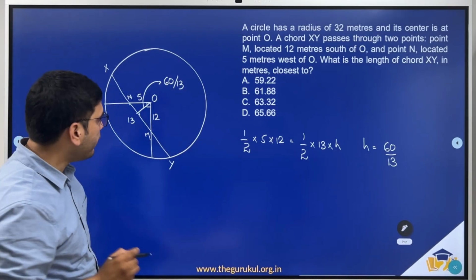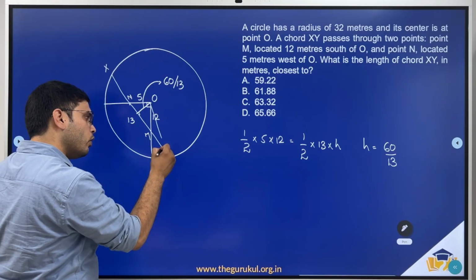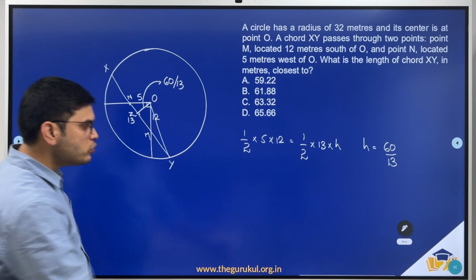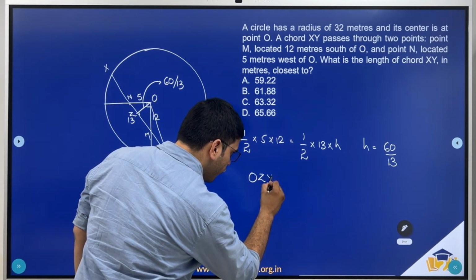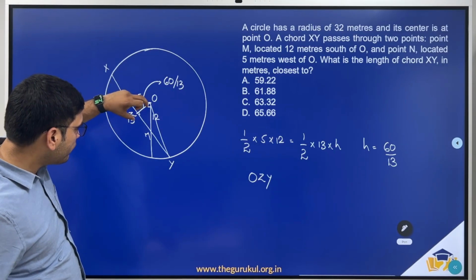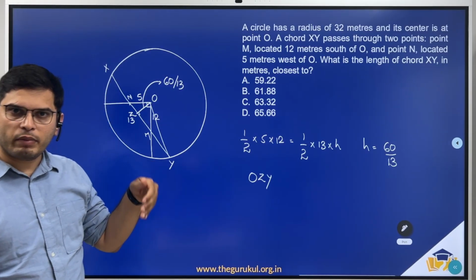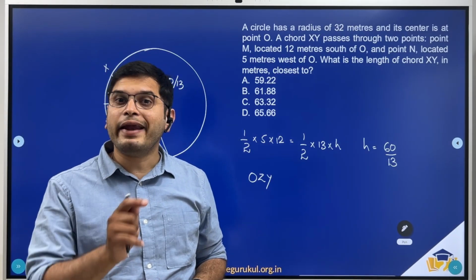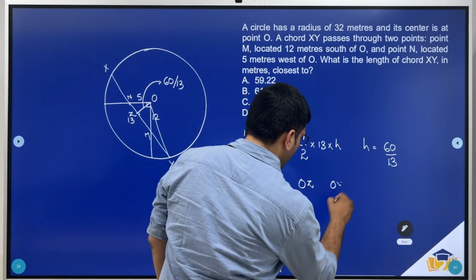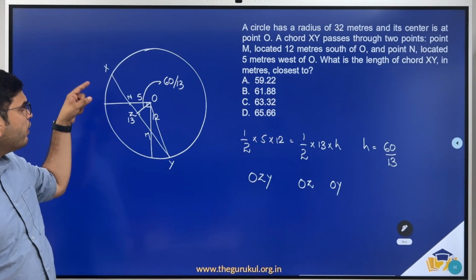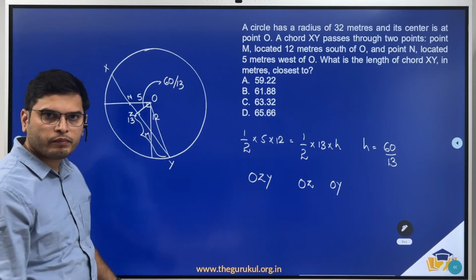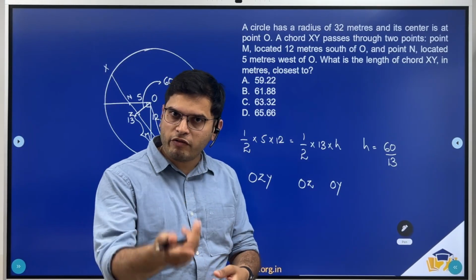Now we are also given the radius of the circle, so let me join OY and let this point be Z, right? So now OZY becomes a right angle triangle, right? We know the length of OZ and OY, which is nothing but the hypotenuse of that right angle triangle, the radius of that circle. So we know OZ, we know OY. So to find the length of the chord, all you need to do is find the length of ZY, and the length of the chord XY will be twice of that, right?